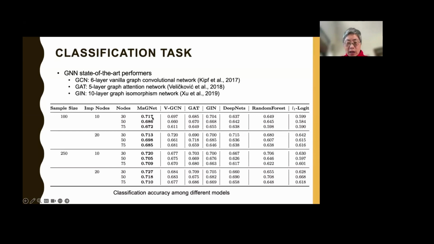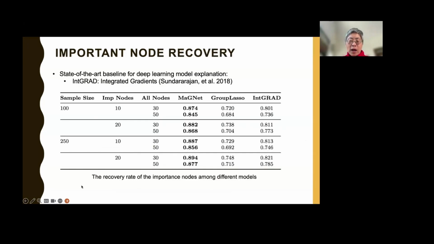So you see this is the classification accuracy for different settings. In all these settings, we outperform GCN, GAT, GRN, and deep nets. Actually, random forest is not that bad compared to the deep nets. Only when the number of nodes gets larger, random forest is quite comparable to deep nets. Logistic regression is the worst, of course, right? You don't use a lot of computational power. The model is much simpler, so overall it has the lowest performance. Overall, for all these different settings, we outperform other cutting-edge GNN methods.